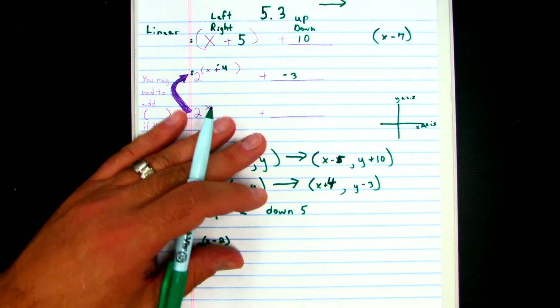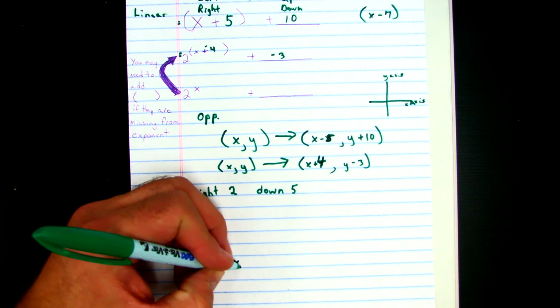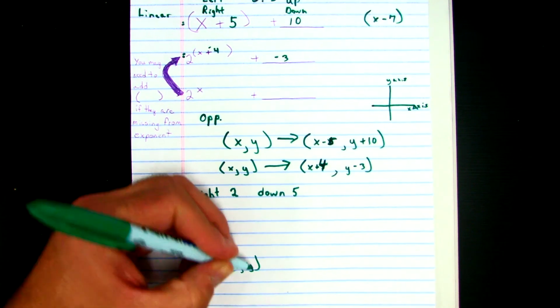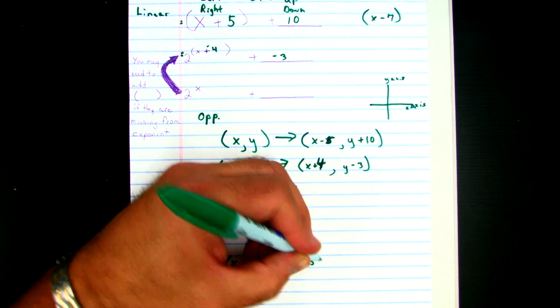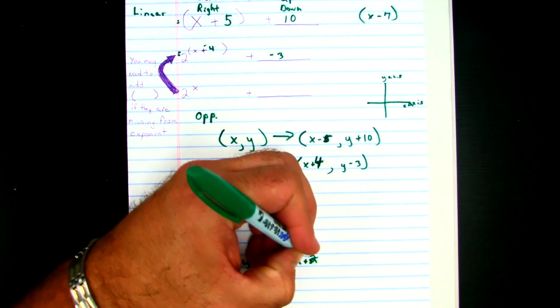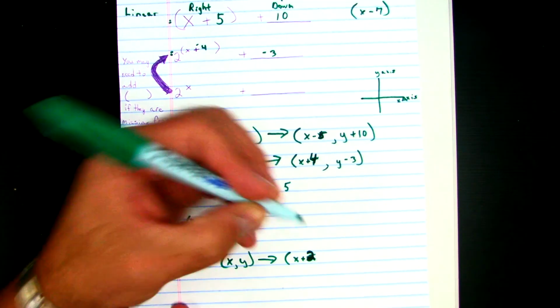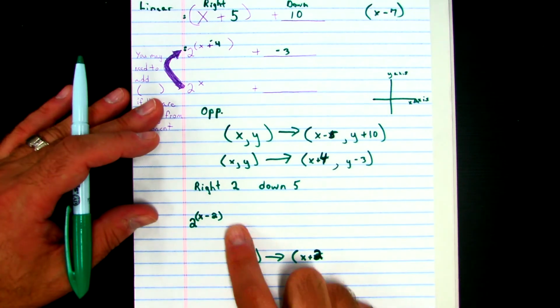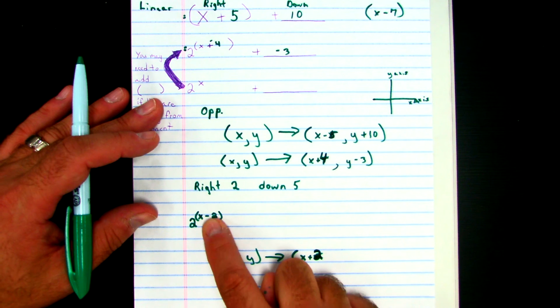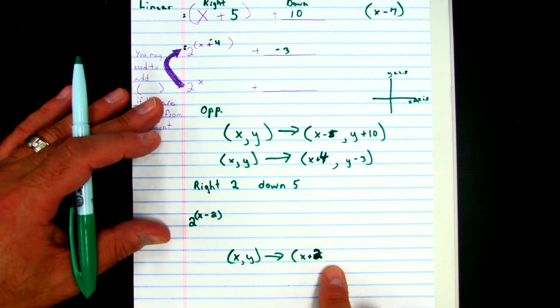If I was writing it in coordinate notation, I would just go ahead and write it as x plus 5, or excuse me, x plus 2. I like the number 5 for some reason today. X plus 2. Why? Because I'm moving to the right 2. In the function, I have to write it opposite. In coordinate notation, normal.